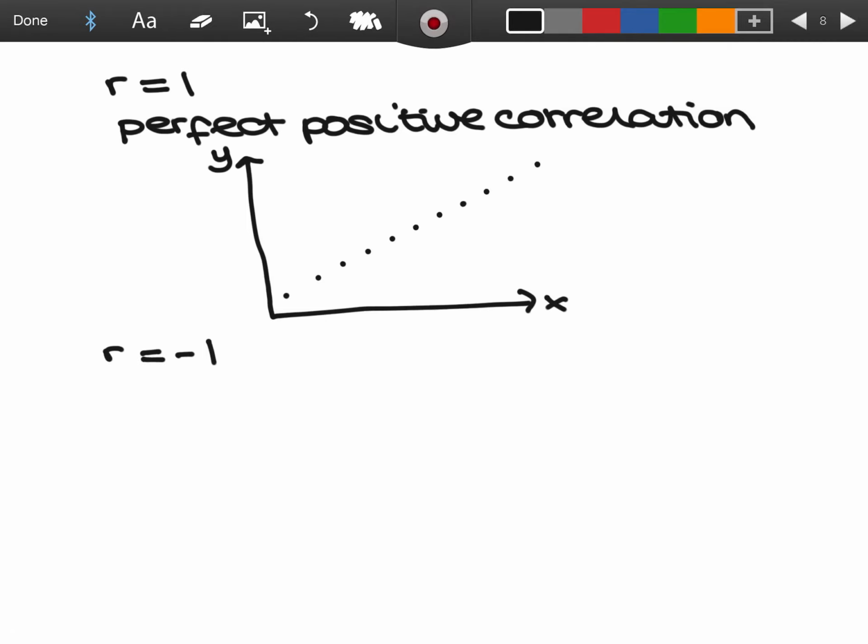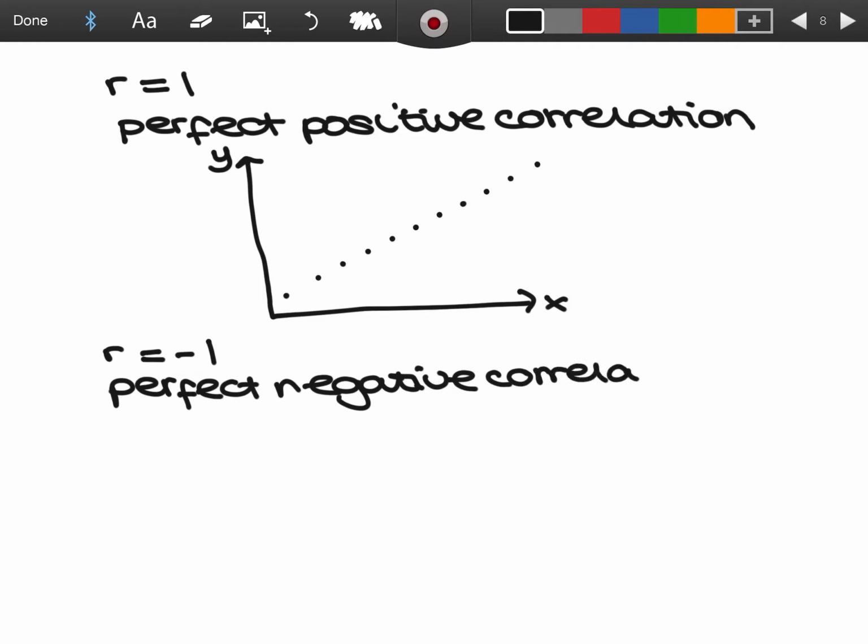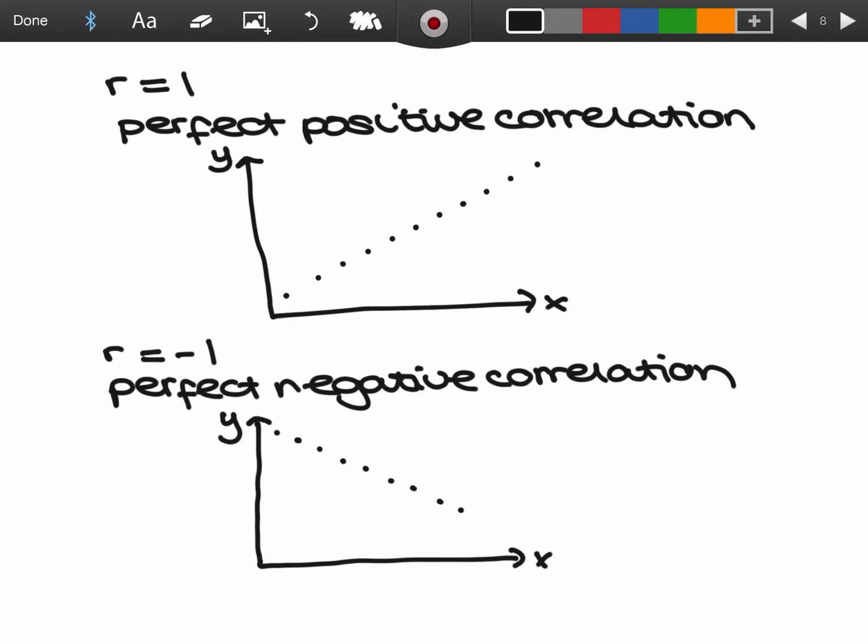On the flip side of that, when R is equal to -1, you have a perfect negative correlation. So when you would draw it out for your X and Y coordinates, it would look something like this. Again, they all lie in a direct straight line, but this time they go in a negative direction. But you still get this linear relationship between X and Y, it's just negative. So we've gone from R is 1 to R is -1, and R is always between those two values somewhere on the number line.